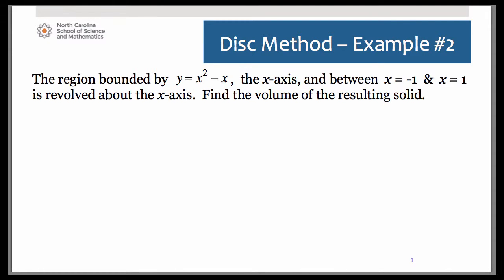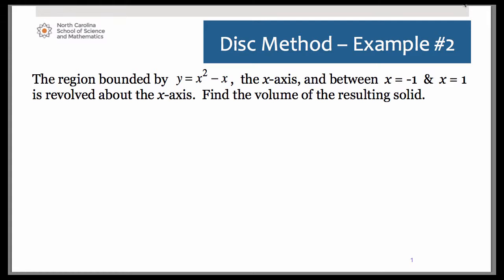Hi everyone, this will be an example for you of another disk method problem to find the volume of a solid of revolution. So here we have a region bounded by the curve y equals x squared minus x, the x-axis, and between the two vertical lines x equals -1 and x equals +1. And we are revolving it around the x-axis.